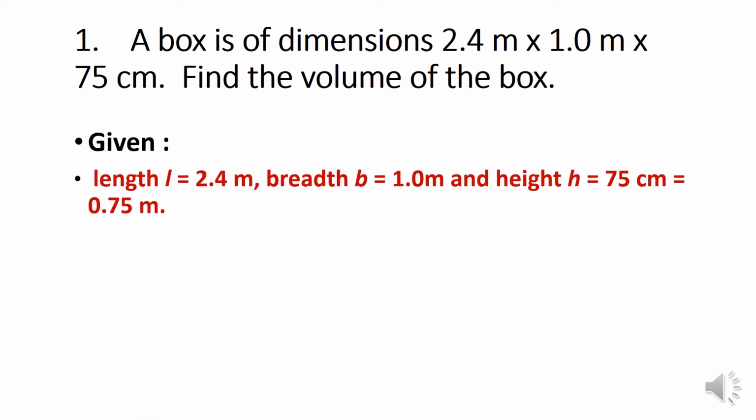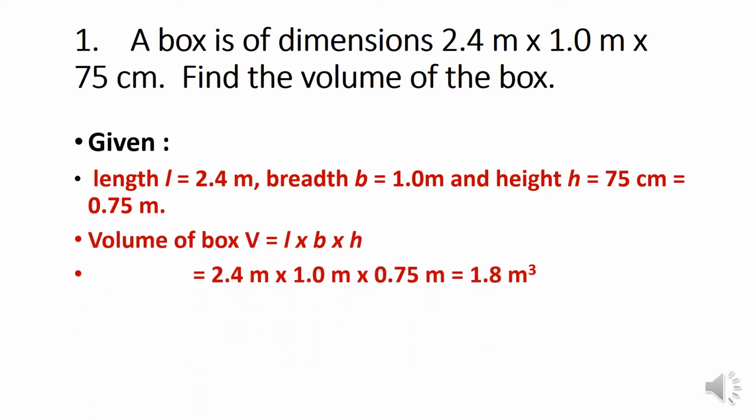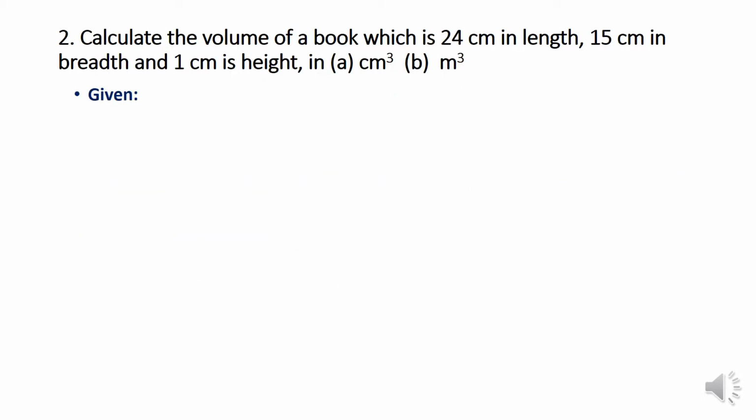So let us see here. Given length is 2.4 meter, breadth is 1 meter and height is 75 centimeters. We will find the volume of the box, L into B into H. That is 2.4 into 1 into 0.75. Here we have converted the 75 centimeter into 0.75 meter. When you multiply this you will get 1.8 meter cube. Okay, now we come to the next question.